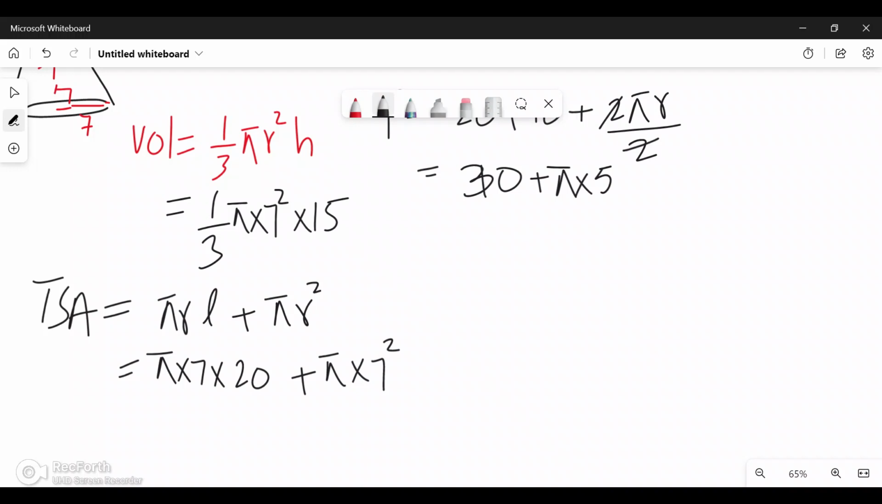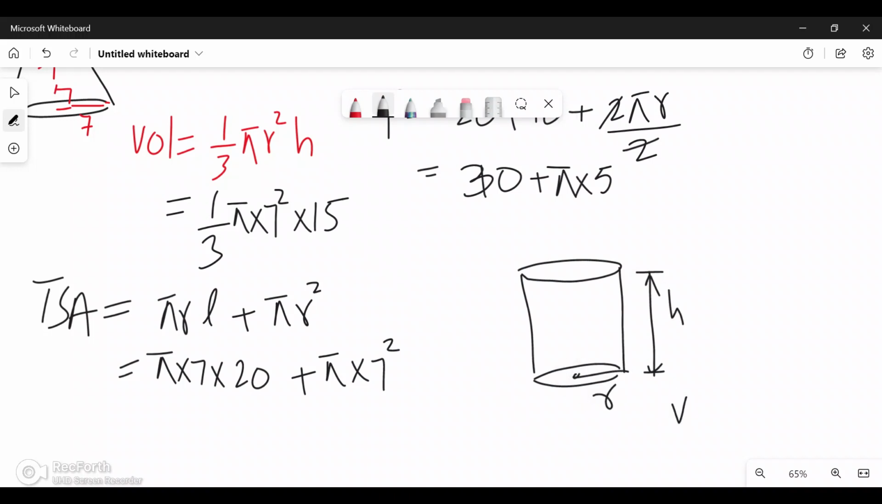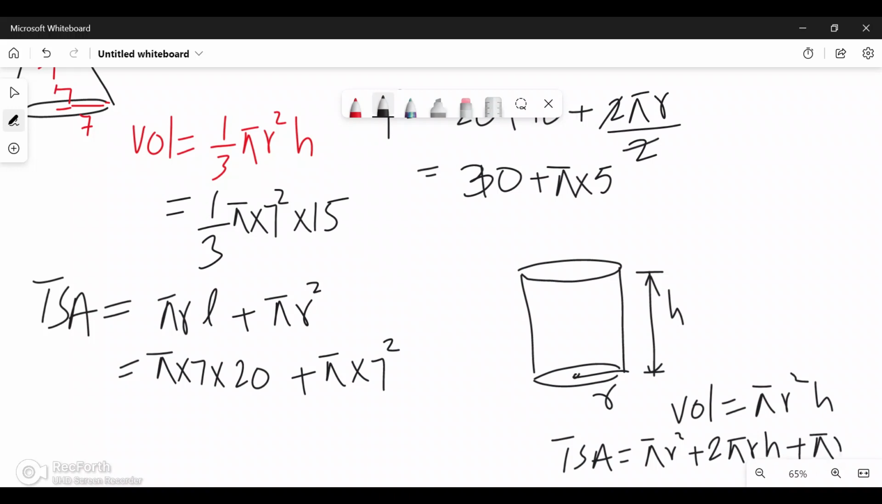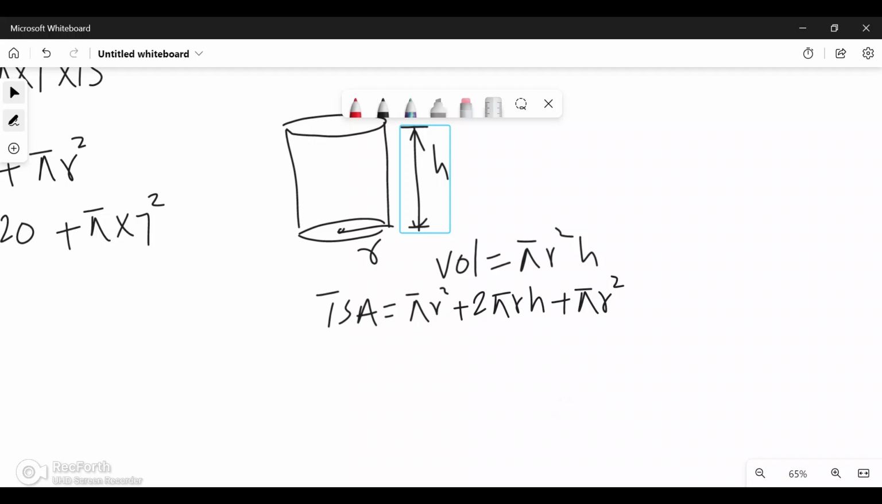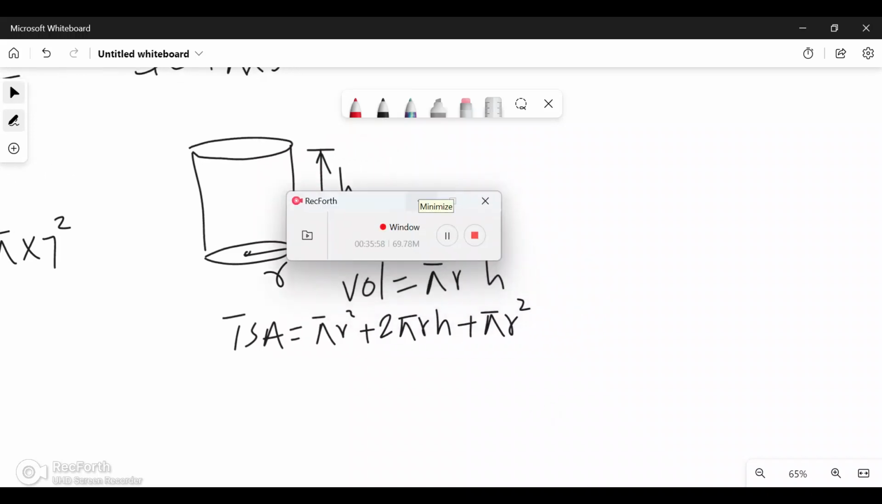Next thing is a cylinder. This is the cylinder. This is called the height of the cylinder, and this is called the base radius of the cylinder. Formula for the volume of the cylinder is pi r square h, and the total surface area of the cylinder has three faces: pi r square plus 2 pi r h, and again plus pi r square, because it has two circles, bottom and top are the circular faces and the middle is the curved face. So these are the formulas for the total surface area of the cylinder.